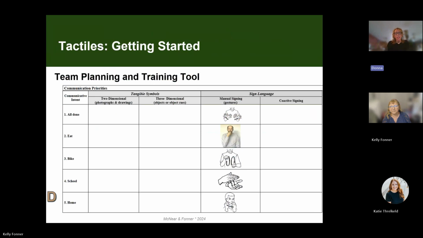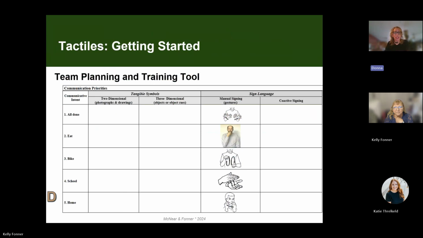So I just have an example of a tool that I've used with teams to get them started, so that it's not a month between saying, yeah, let's use tactile symbols and let's use some sign language, and then it's a month before you get started. So I just say let's target 5 to 10 key ideas.